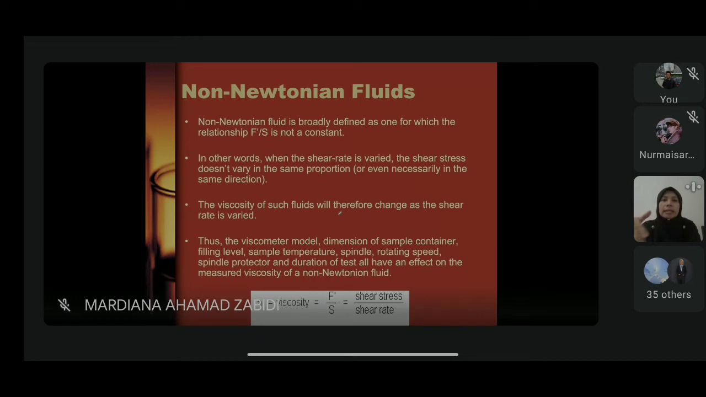Some of them are time dependent. Some of them are temperature dependent. And some of them are both temperature and time dependent. So that is non-Newtonian fluid. Non-Newtonian fluid means they don't behave like Newtonian fluid. Non-Newtonian fluid is broadly defined as one for which the relationship of shear stress and shear rate is not constant, meaning that the viscosity is not constant.